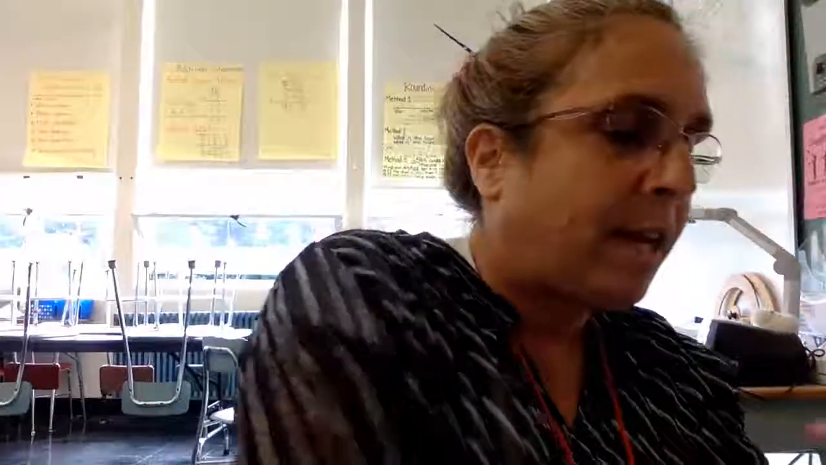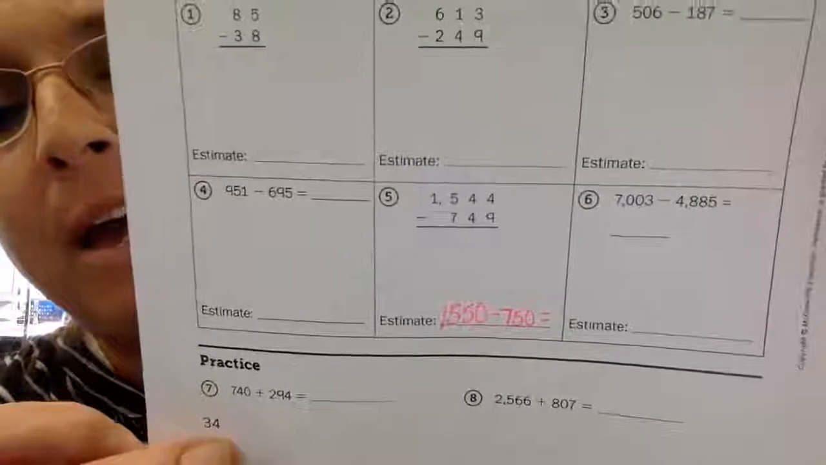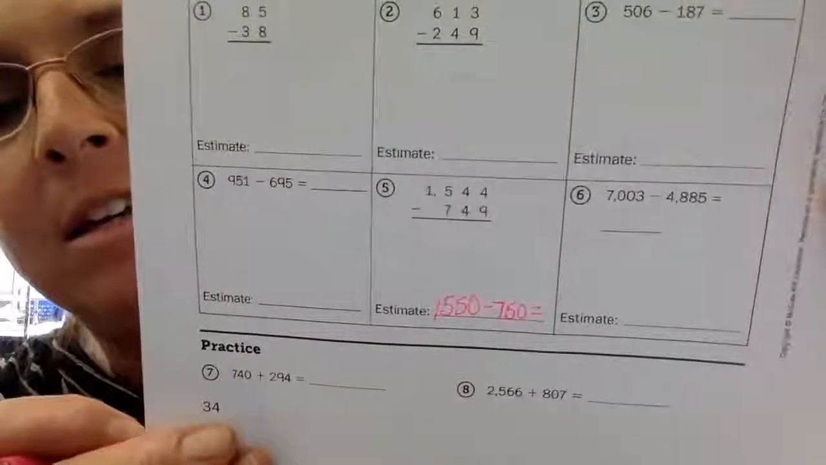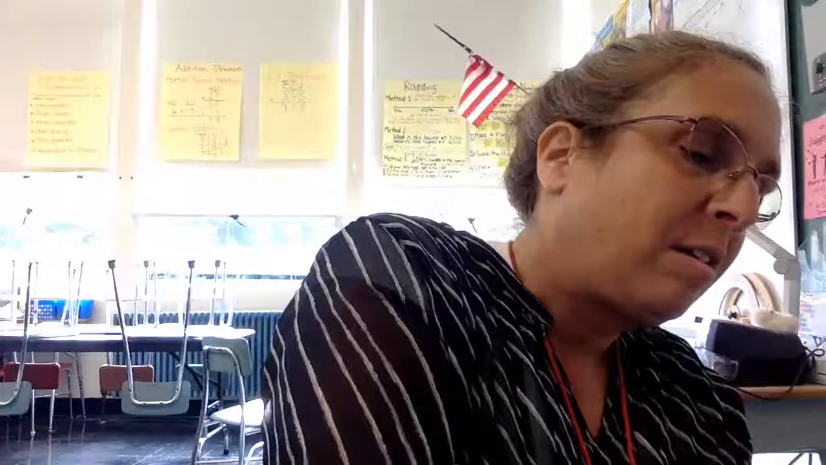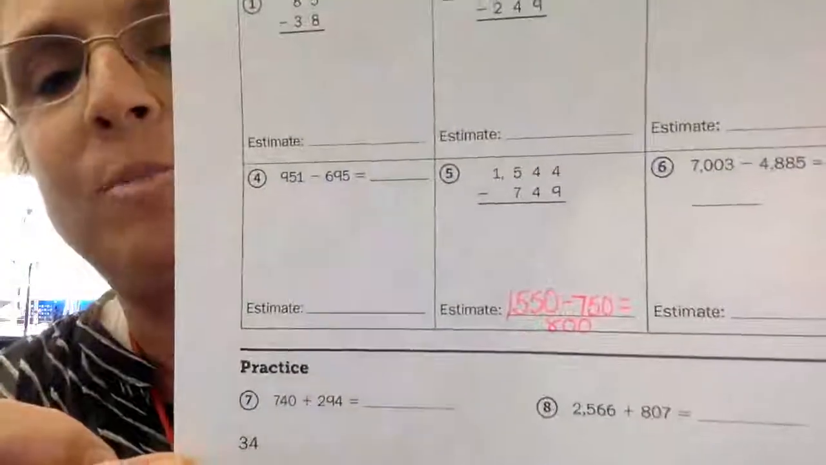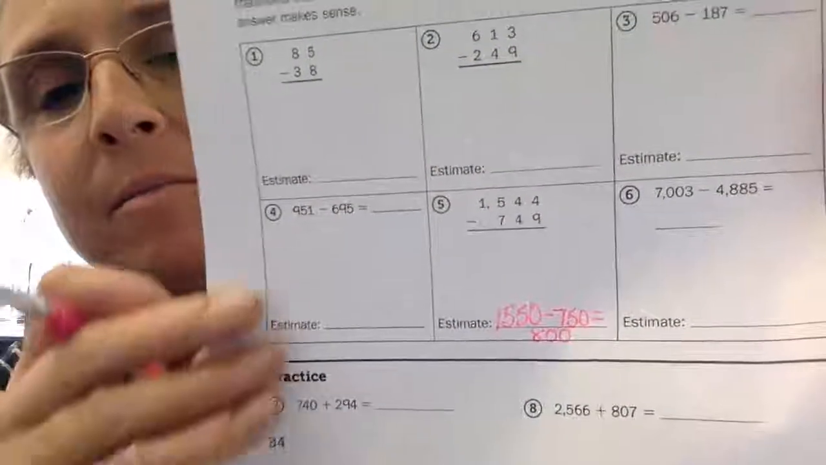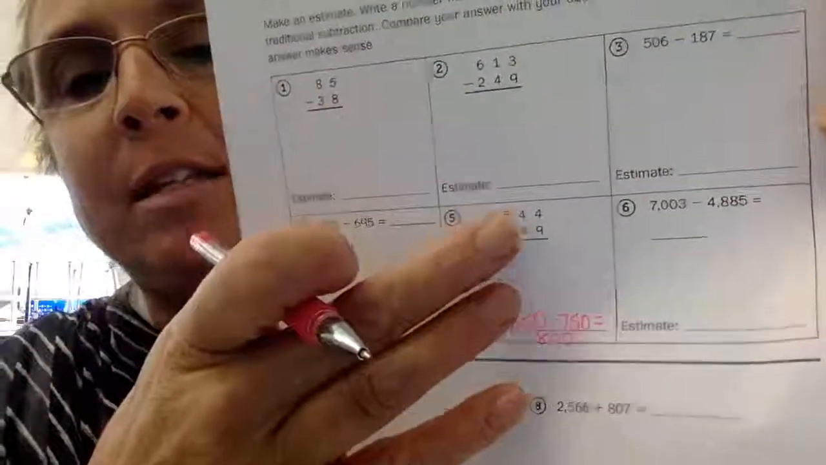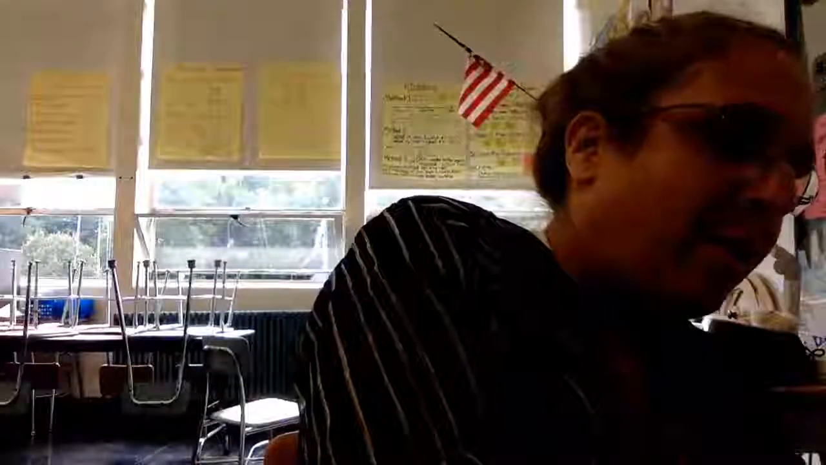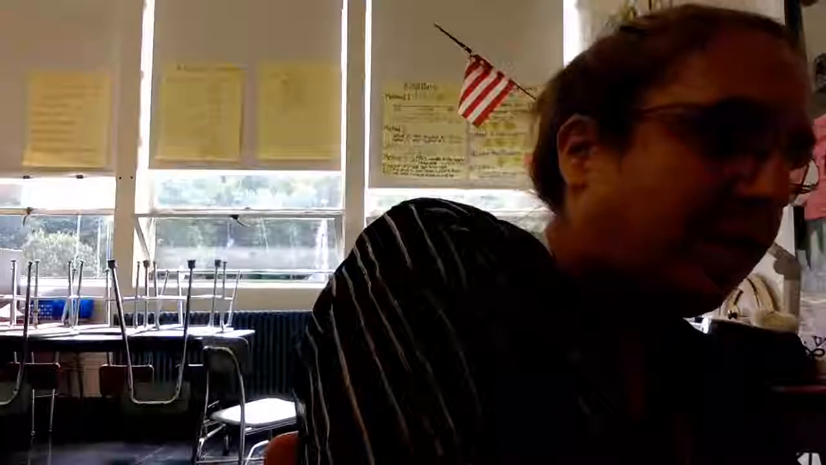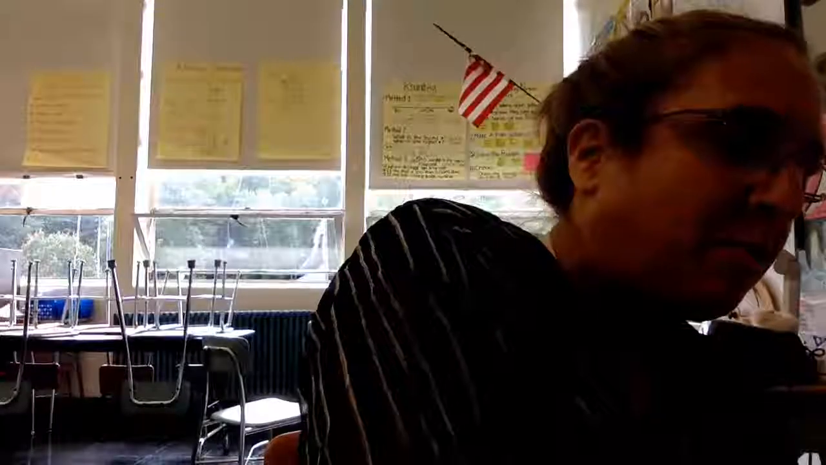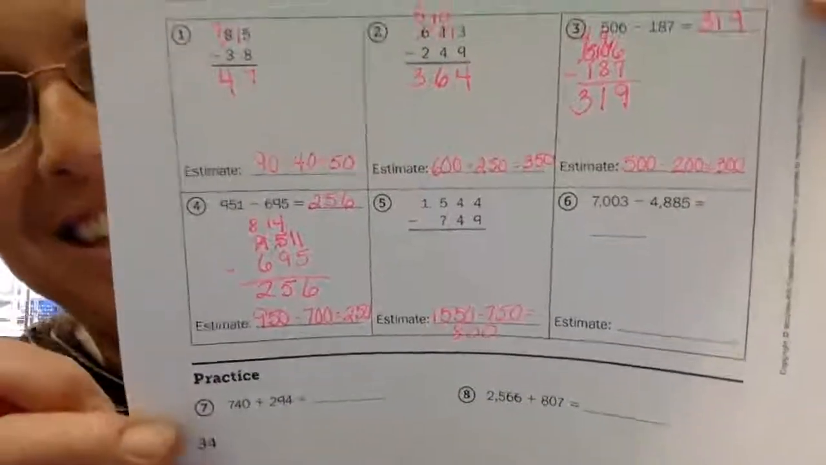equals, and I kind of ran out of space on the line, and that's okay. You can just write it underneath, that's fine. So that's 800. So my answer should be kind of close to 800. So now I'm going to go to my ones place. Oh, whoops. Oh no, I wrote it on the wrong paper. Okay, hang on. 1,550 minus 750 equals 800, in case you want to look at the other problems too. All right.